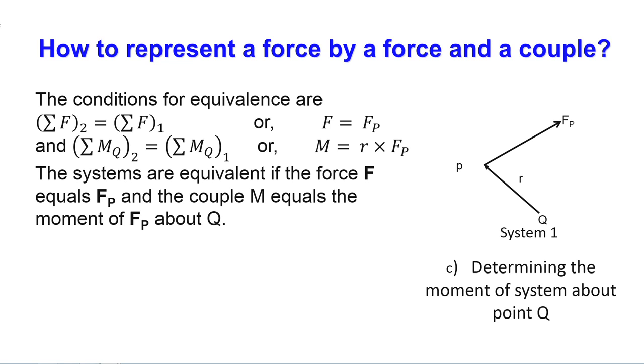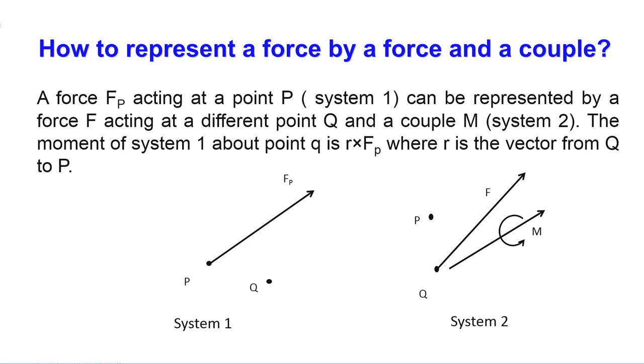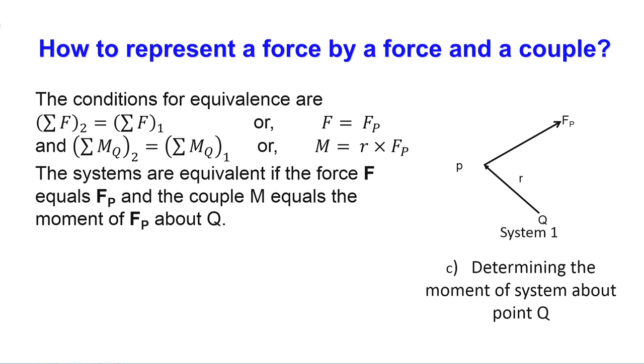So, that from Q, about Q, just see. So, about P, if we want the force. M equals R cross F. For the first system, if we find R cross F, then that is equivalent to the moment in the first system. In system 1 the moment will be R cross F p, and in the second system the moment is M. So, both will be equal if these systems are to be equivalent.